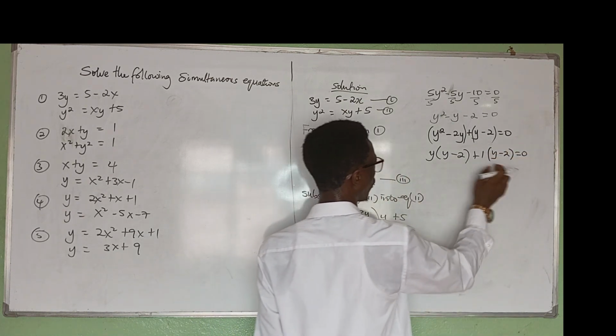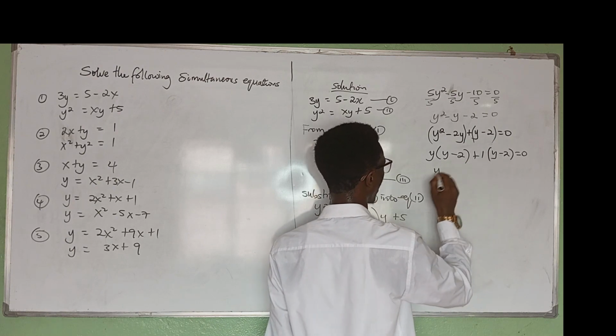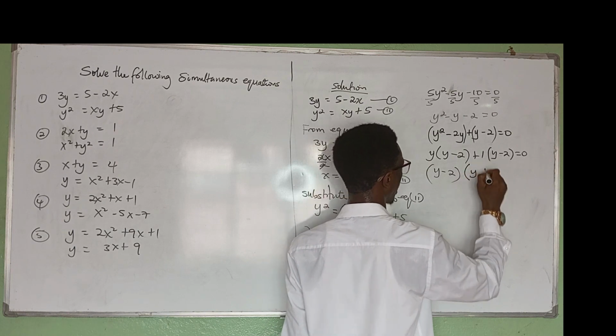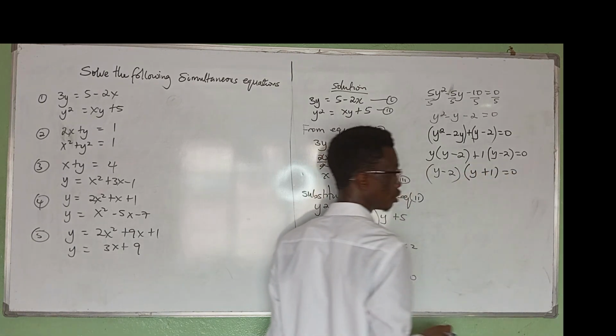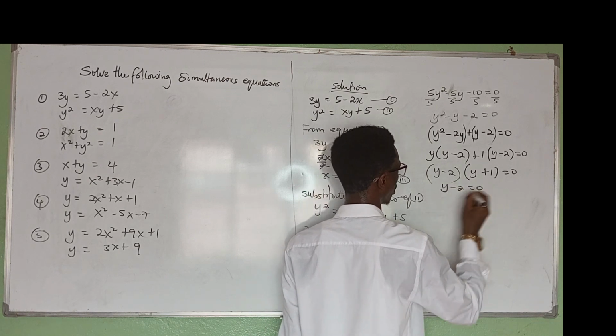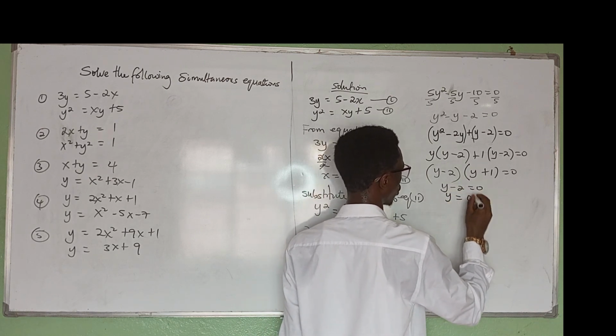So now, if we factor, what is common here is y minus 2. Take it out, open bracket, what remains here is y, and here plus 1, equals to 0. So we've solved them now, because we are solving, so we say y minus 2 equals to 0. So y is equal to 0 plus 2.